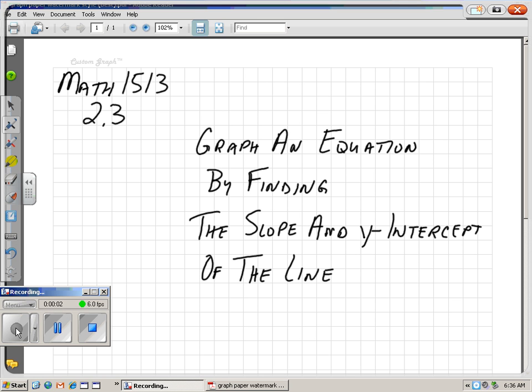All right, guys, we're College Algebra, Math 1513, Northern Oklahoma College, Chapter 2, doing Section 3. We're going to graph an equation by finding the slope and the y-intercept of the line.